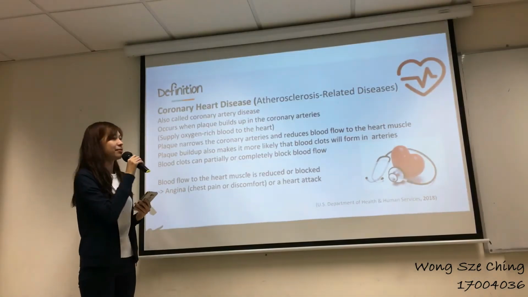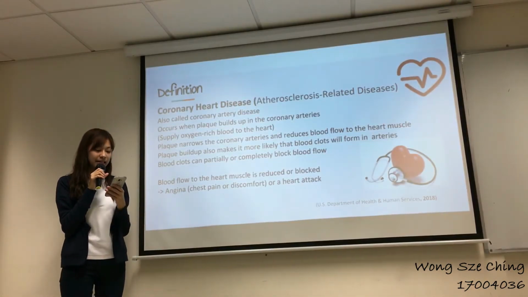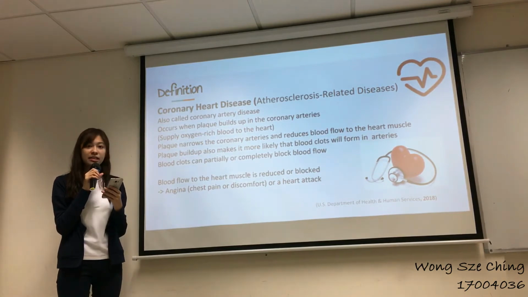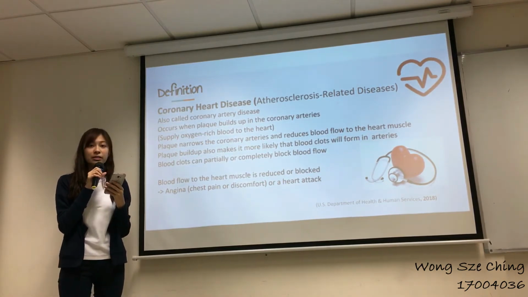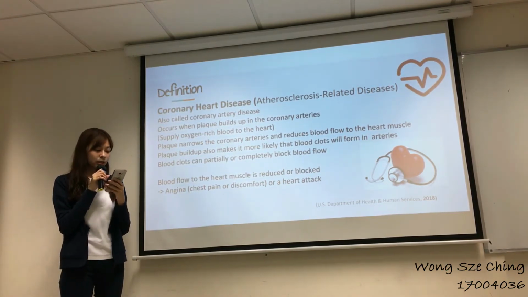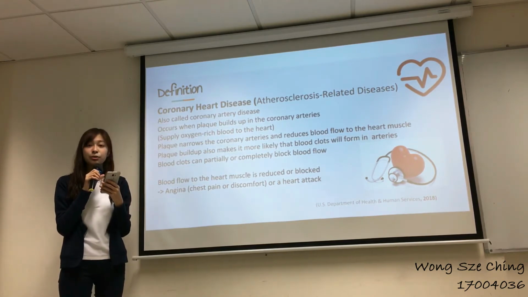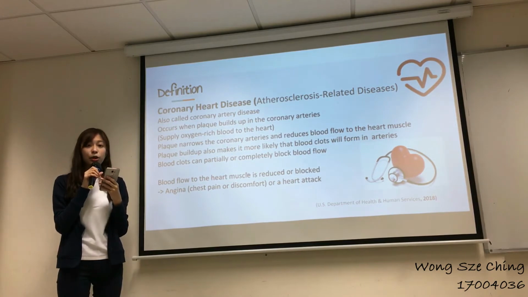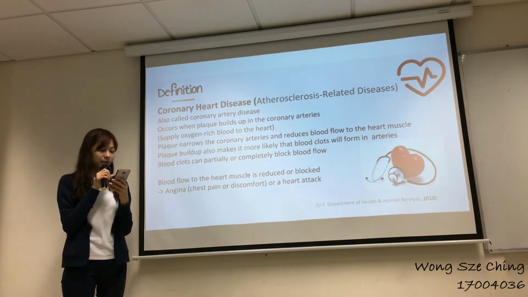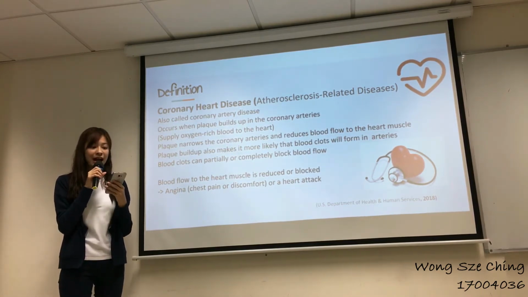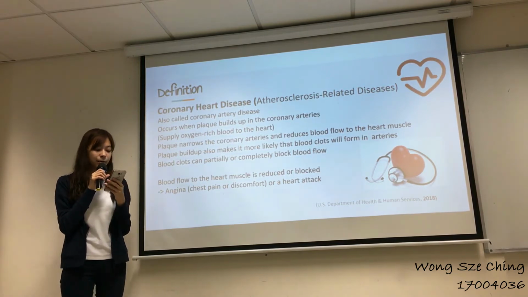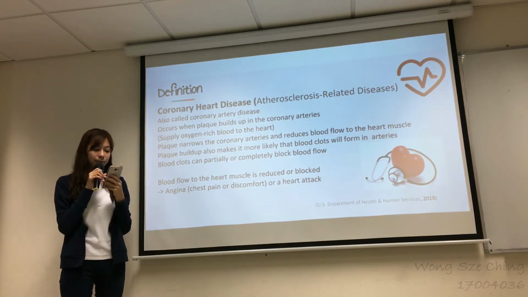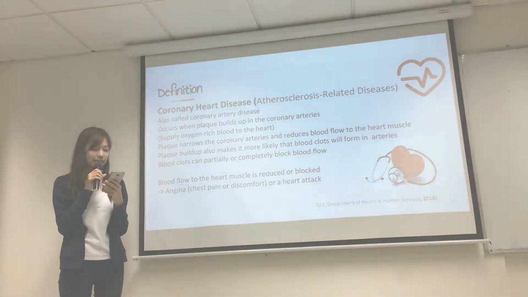Next is the definition of coronary heart disease. Coronary heart disease is an atherosclerosis-related disease, which is also called coronary artery disease. It occurs when plaque builds up in the coronary arteries, which supply oxygen-rich blood to the heart muscle. Plaque narrows the coronary arteries and reduces blood flow to the heart muscle, and blood clots may also form in the arteries.